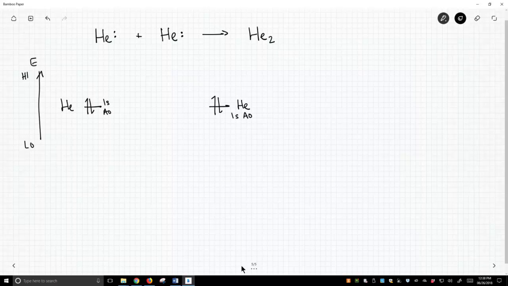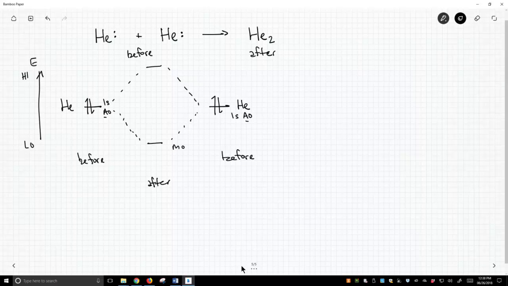And as these two atoms approach each other, here's our before and here's our after. These atomic orbitals are going to mix together and form two new molecular orbitals. How do I know we're going to form two new molecular orbitals? Because we're combining two atomic orbitals, and the number of orbitals will always be conserved.